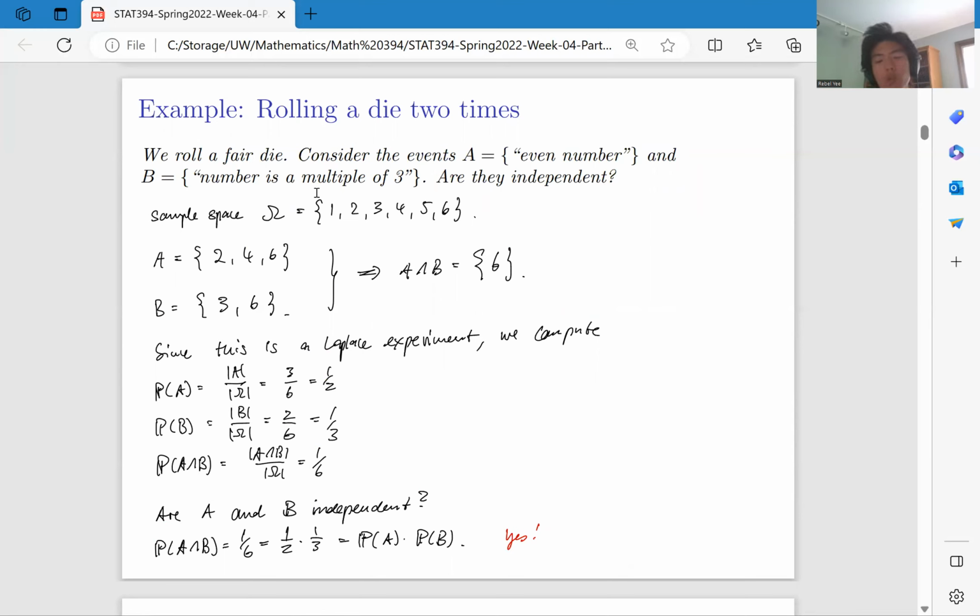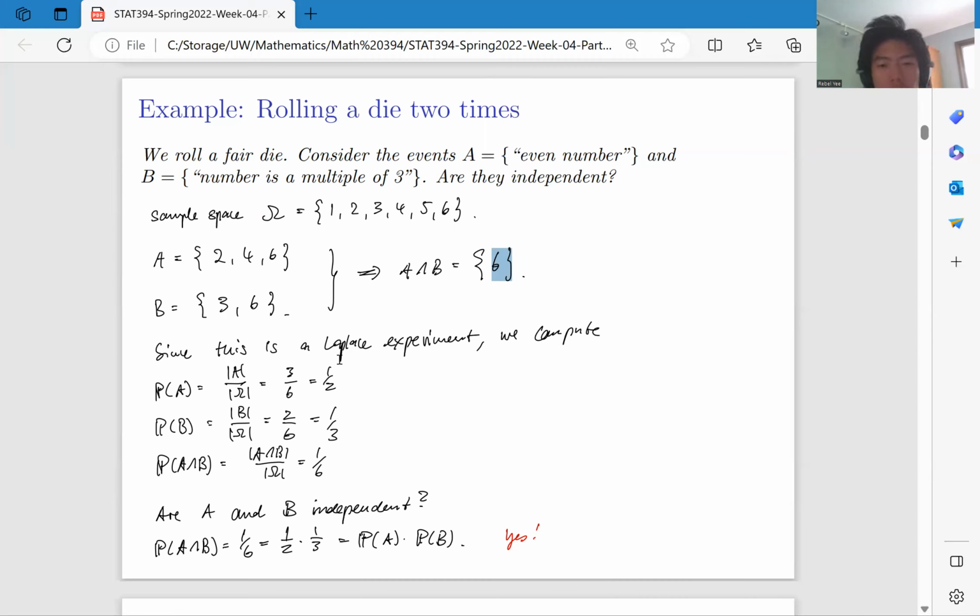The multiples of 3 have 2 cases, 3 and 6, and based on this, we can already calculate the intersection of A and B. This is a new set with the common elements in both A and B, and this is 6. This is very simple, as we can easily see.